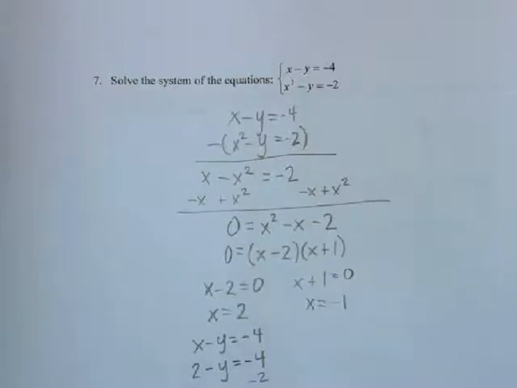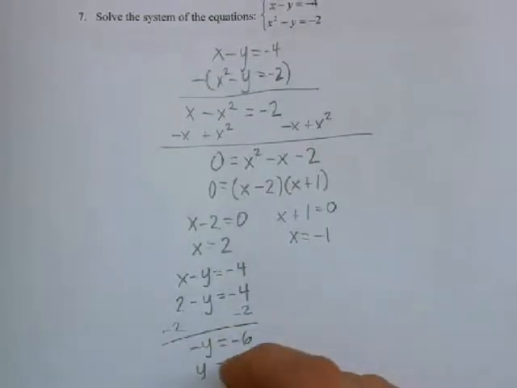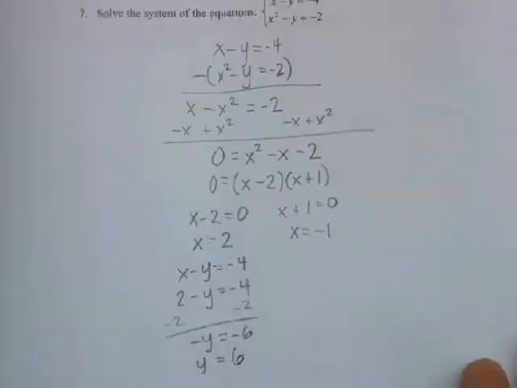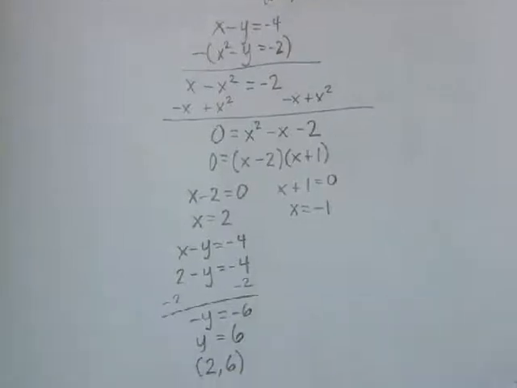Oops, you can't see that. So I subtract 2 from both sides, and I get y equals 6. That means 2, 6, that ordered pair, is one of the solutions.